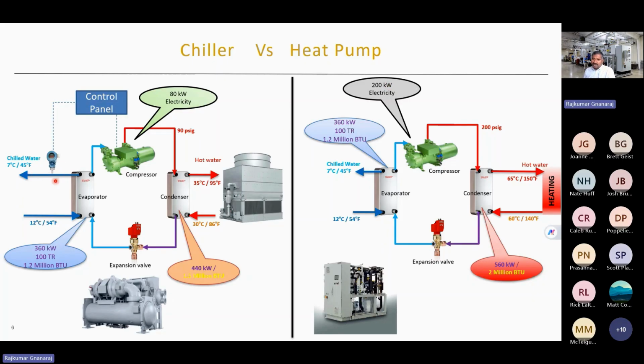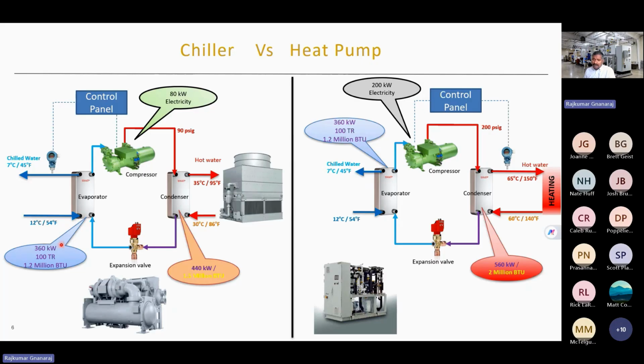In a chiller, the compressor gets controlled based on the chilled water set point. We typically put a set point of this is the specific chilled water temperature I need for building cooling or process cooling. In a heat pump, the compressor gets controlled based on the hot water set point. We'll be focusing on the hot water on the condenser side of the heat pump. So both work on the same principle.